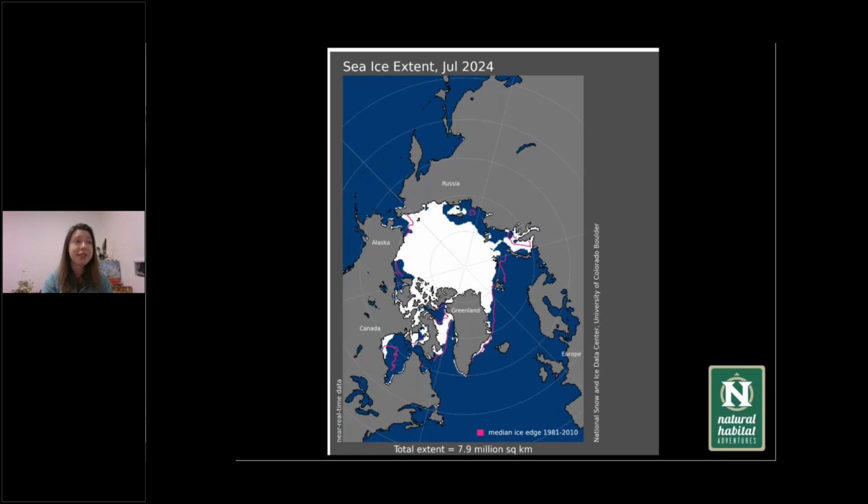This is from this year. You can see the minimum extent, so when it got down to its lowest, and then it's compared to the median ice edge from 1980 to 2010. Now, that's the median average, and as we know, that median is going to keep shifting as we add years to it, but they've kind of stopped it at 2010 as a baseline. And you can see that all of the ice that was left is less than that pink outline.